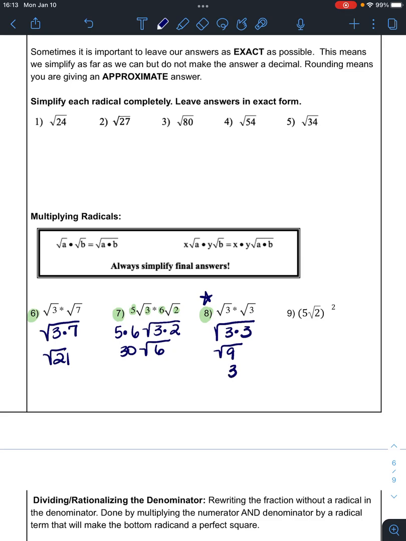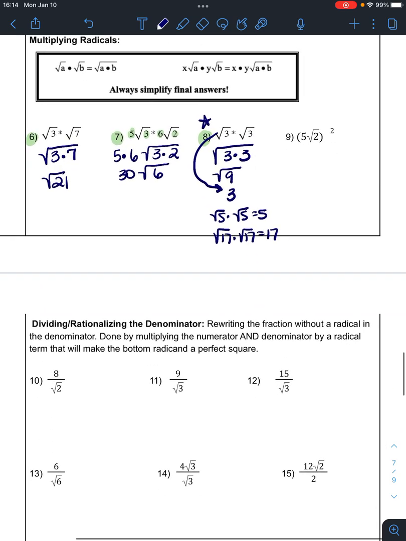Now, here's kind of a little helpful hint. The square root of 3 times the square root of 3 is 3. So the square root of 5 times the square root of 5 is 5. The square root of 17 times the square root of 17 is 17. And so if you recognize that pattern, then you don't have to go through all the work of putting them underneath one radical and then multiplying them together and then taking the square root of that. Okay, so that is going to be helpful for what we're doing today.